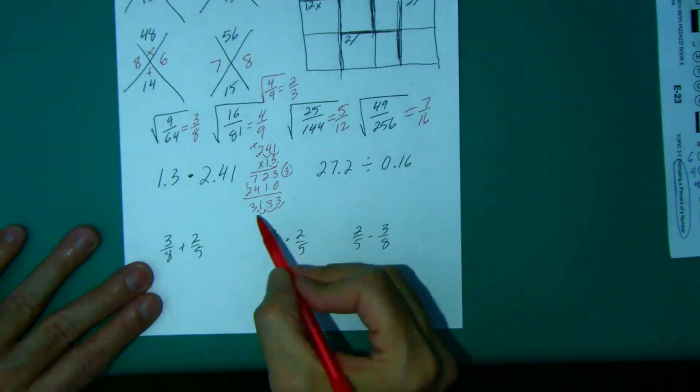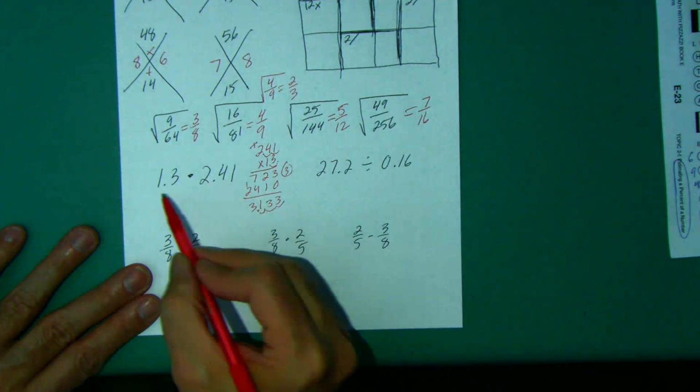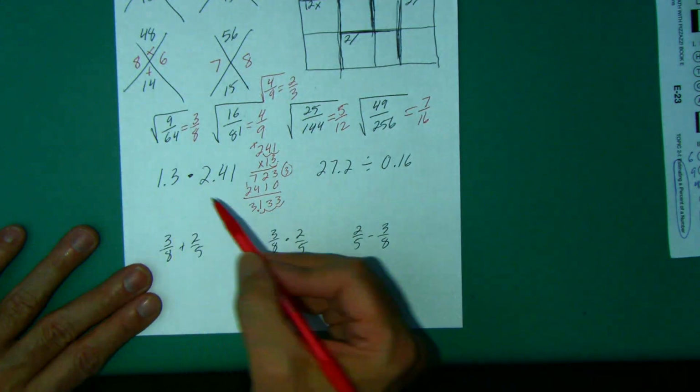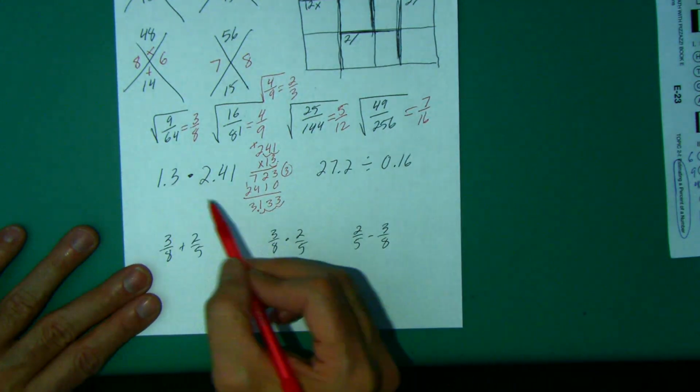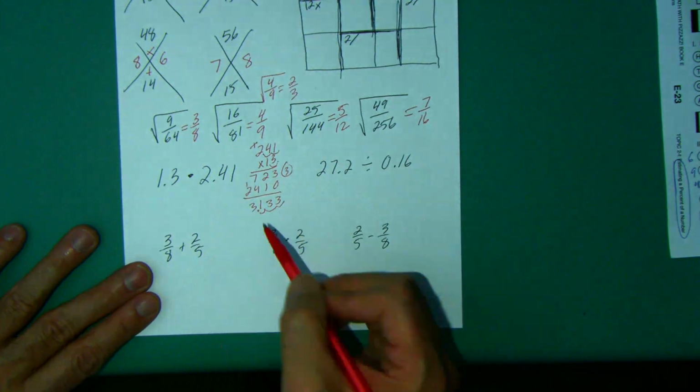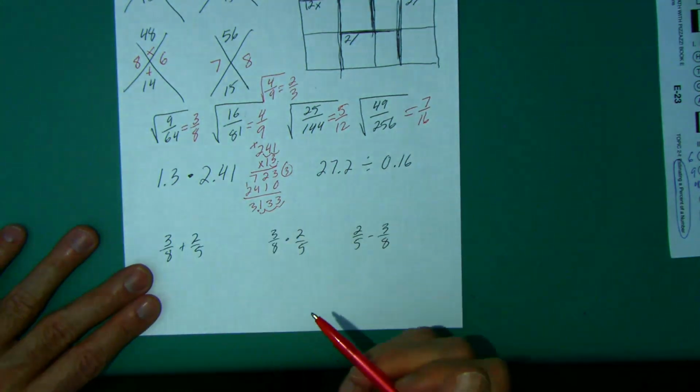And that kind of makes sense that I put the decimal there because if I rounded this and estimated, I'd say 1 times 2 is 2, right? I know it'd be bigger because that's 1 and 3/10 and 2 and 4/10, right? So 3, it only makes sense to put it there.